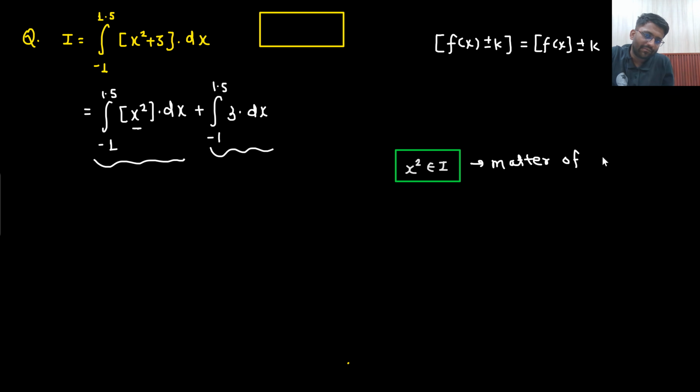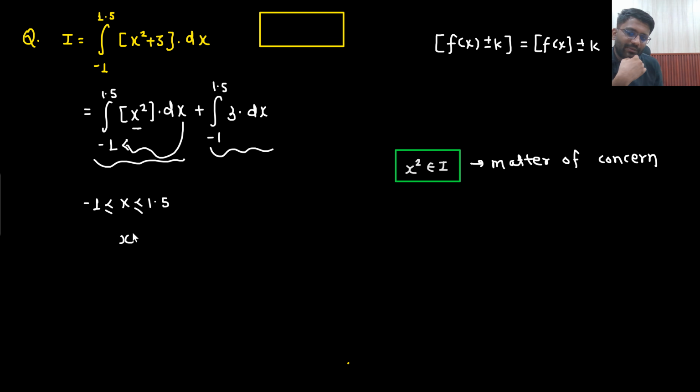Now whose limit are you putting? You are putting the limit of x, not x square. That means x is between -1 to 1.5. So where will your x square be? You do the square. Here you do the square, it becomes 1. Here you do the square, it becomes 2.25. So your x square will be between 1 to 2.25.